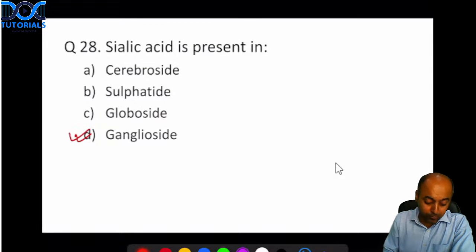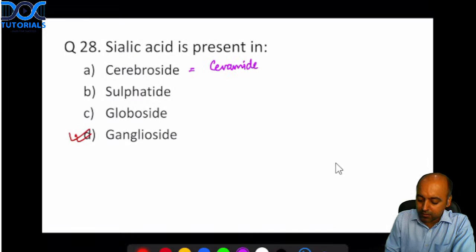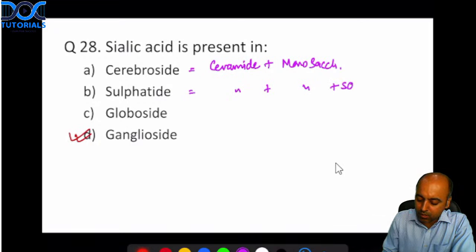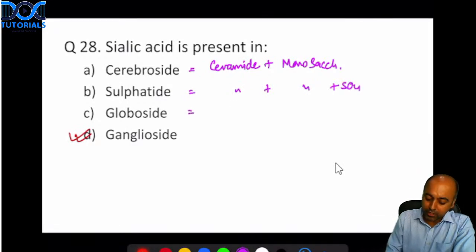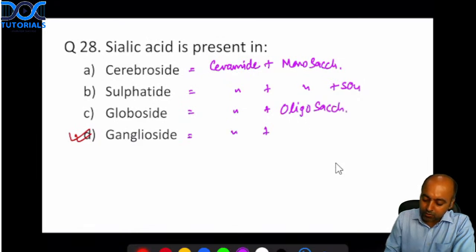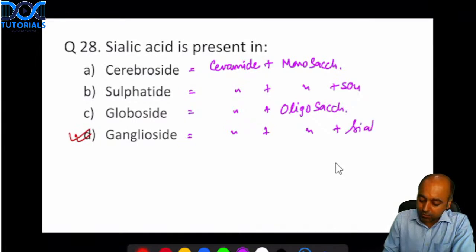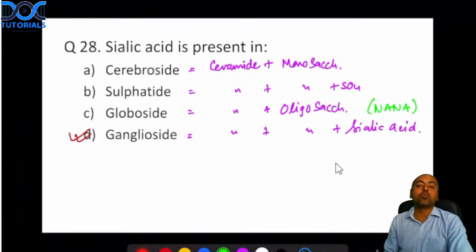In case of cerebroside, you have ceramide plus monosaccharide, right? In sulfatide, you have ceramide plus monosaccharide, which is attached to a sulfate. In globoside, you have ceramide plus oligosaccharide, and in ganglioside, you have ceramide plus oligosaccharide plus sialic acid residue. Commonly, the sialic acid residue is N-acetyl neuraminic acid known as NANA.